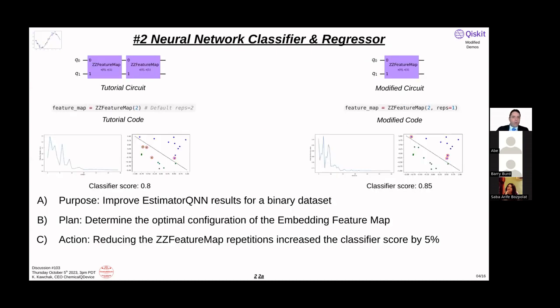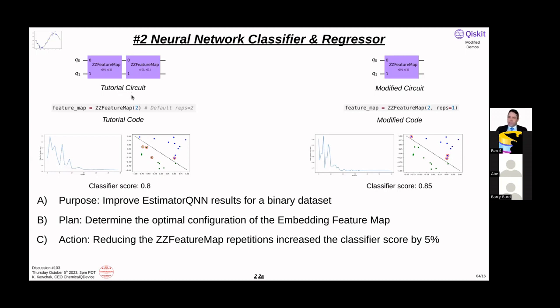Okay, so going over number 2 here. So this is neural network classifier and regressor. So as you can see here, starting on the left with the tutorial circuit, the ZZ feature map is hard to represent as a bigger ZZ feature map. So I just put 2 of them together.